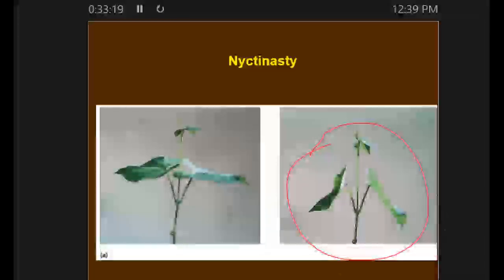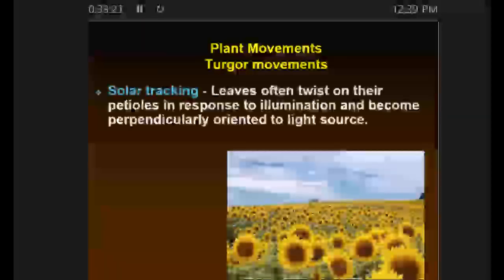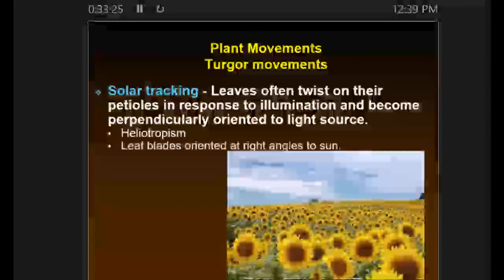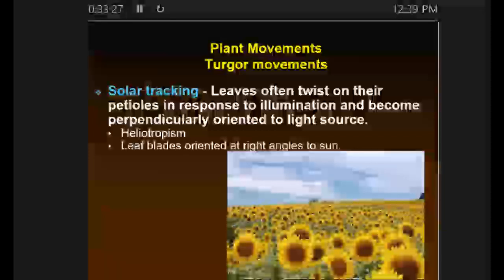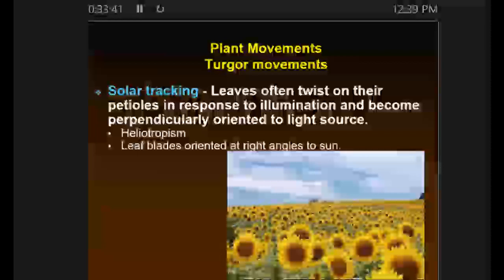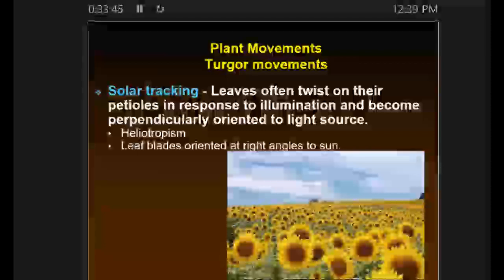One other movement that I wanted to mention is solar tracking. Often it's called heliotropism, solar tracking. And if you've ever had the fun time of driving by a sunflower field, there was a sunflower growers field downstate when I was driving by, and it was so cool to see all the sunflowers facing the same direction.